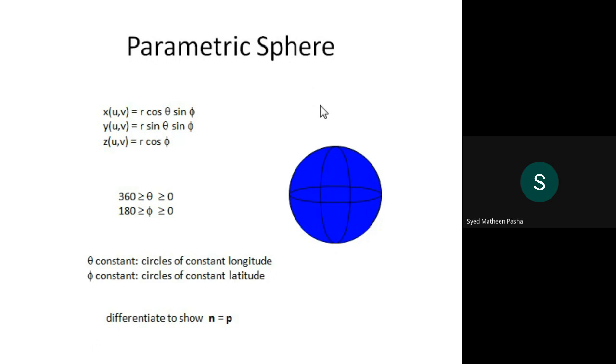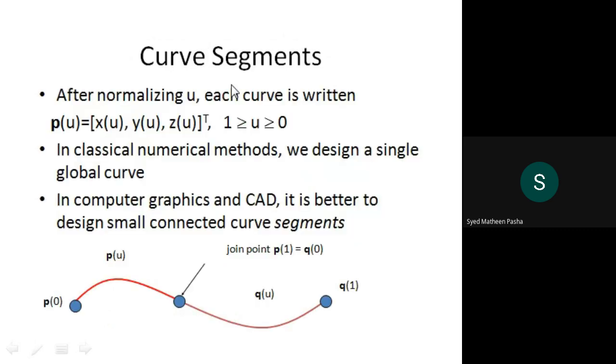Then what do theta as well as phi represent? As you all know, they are constants which basically tell you the circles of longitude as well as latitude. How do you show the differentiation between the normal and the parametric sphere? You just give an equate symbol, that is n is equal to p. That is to differentiate, to show n is equal to p. So this is how the parametric sphere is represented.